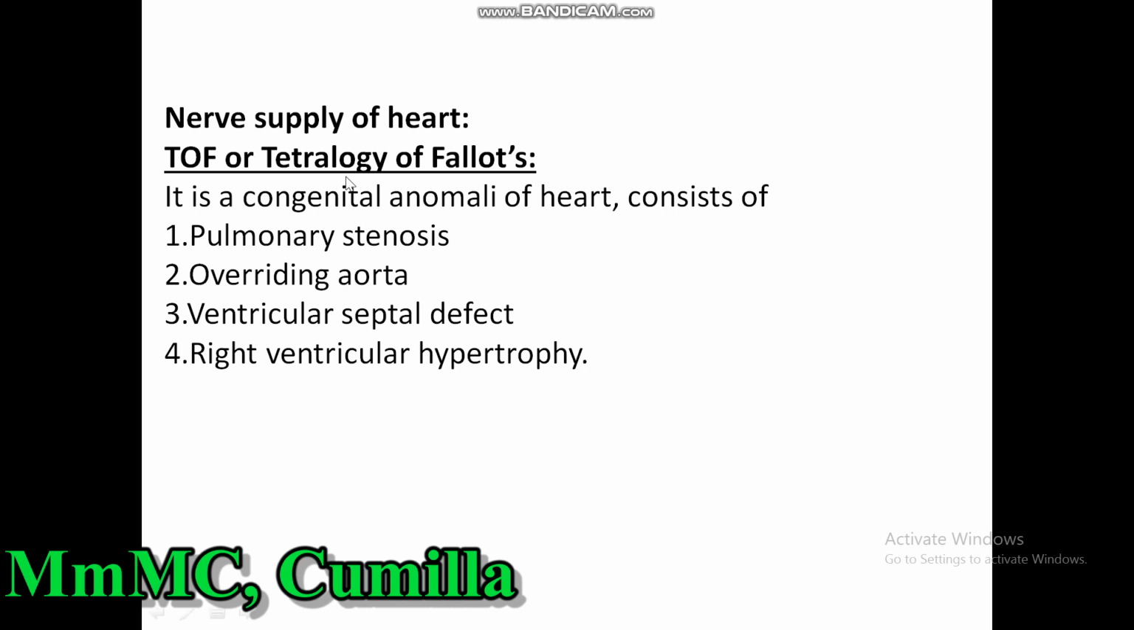Some clinical questions come from the heart, that is tetralogy of Fallot. It is a congenital anomaly of the heart, consisting of 4 components: pulmonary stenosis, overriding aorta, ventricular septal defect, right ventricular hypertrophy. This is all about the thorax.